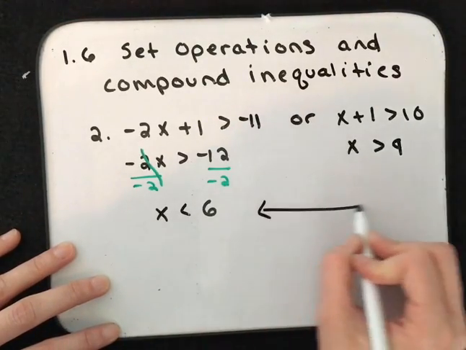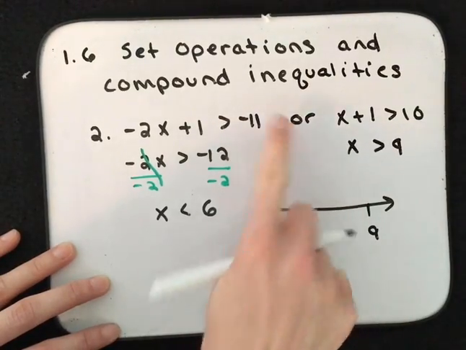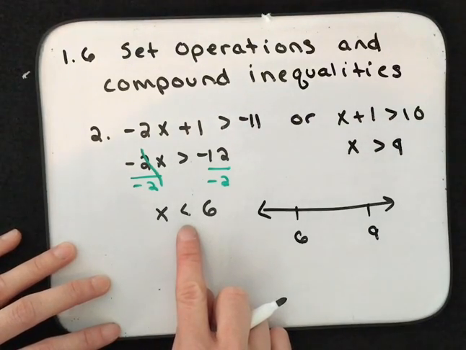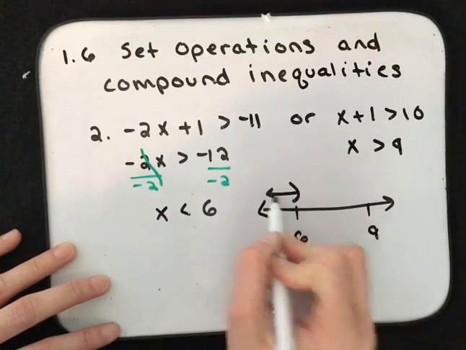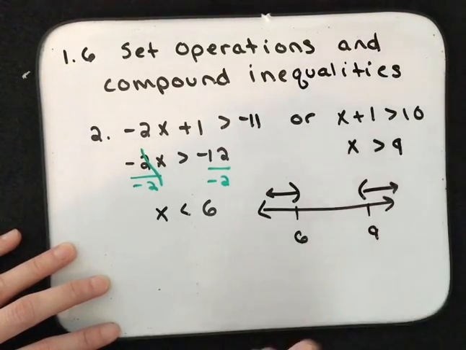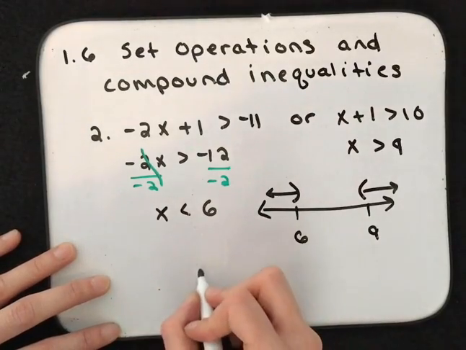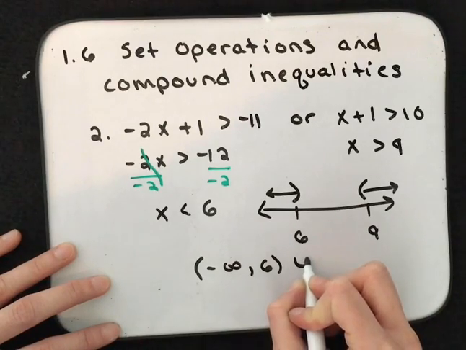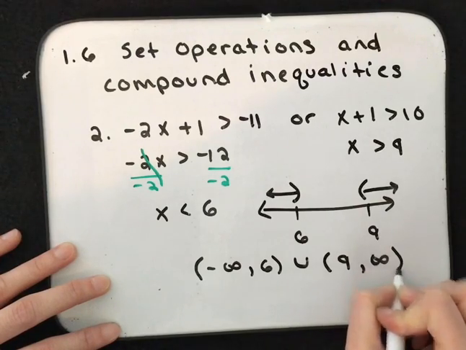Looking at our number line, 6 is here, 9 is here. I have or, so I need x to be less than 6, or I need x to be greater than 9. It's a parenthesis here, less than 6, parenthesis here, greater than 9. So looking at this in our interval notation, I have 2 solution intervals this time. I have 2 areas of numbers that will work. So we have negative infinity through 6, and then that's going to be unioned with 9 through infinity.